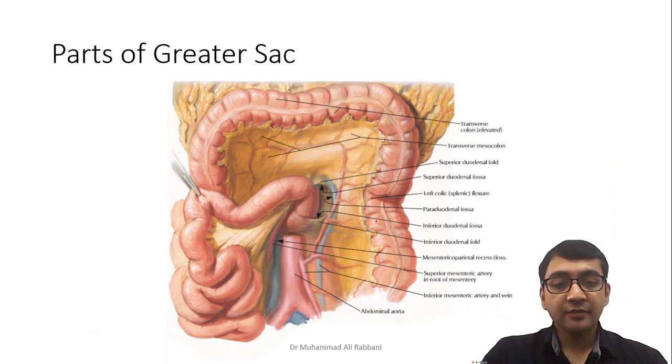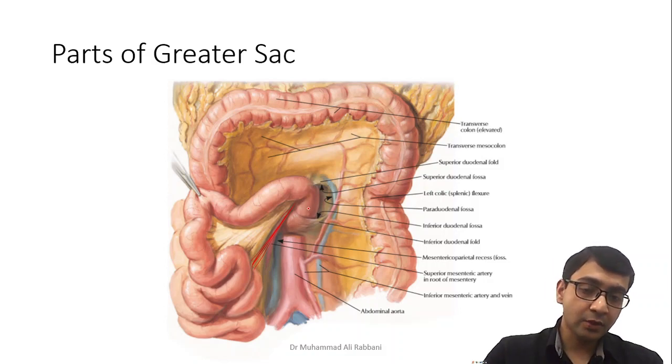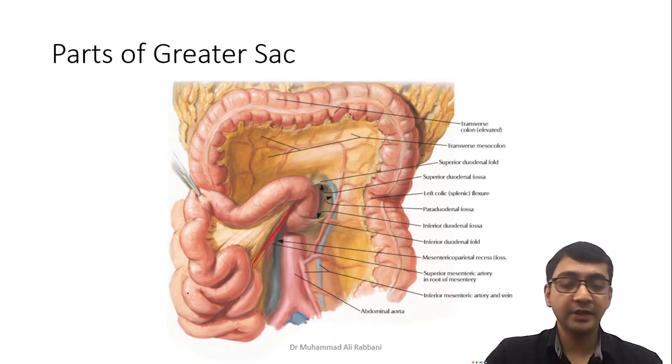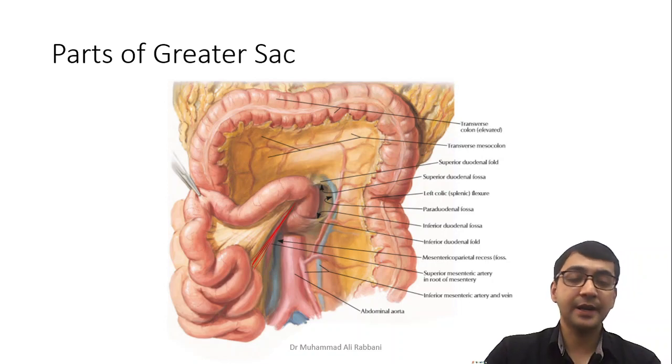The infracolic compartment can further be subdivided depending upon the attachment of the mesentery of the small intestine. This is the attachment line of the mesentery of the small intestine. The small intestine has been reflected towards the right. Anything that is towards the left side of it will be the left infracolic compartment. If you move the intestine to this side, everything on that side of it will be known as the right infracolic compartment.